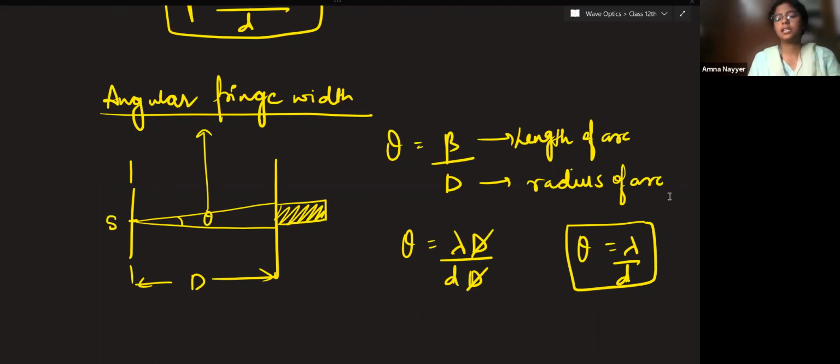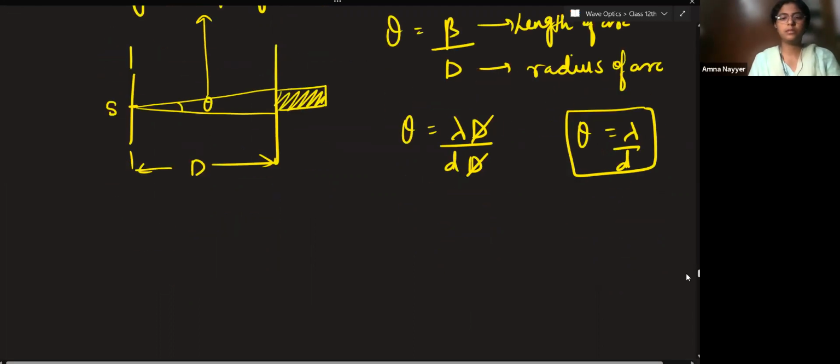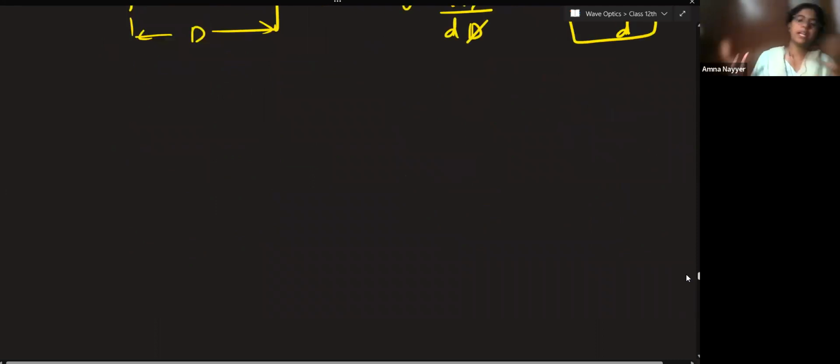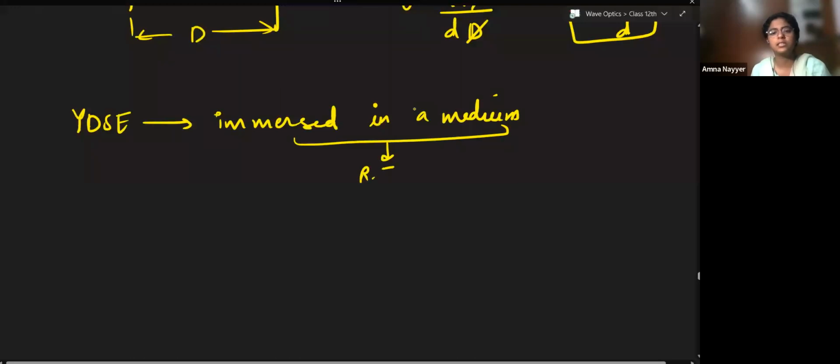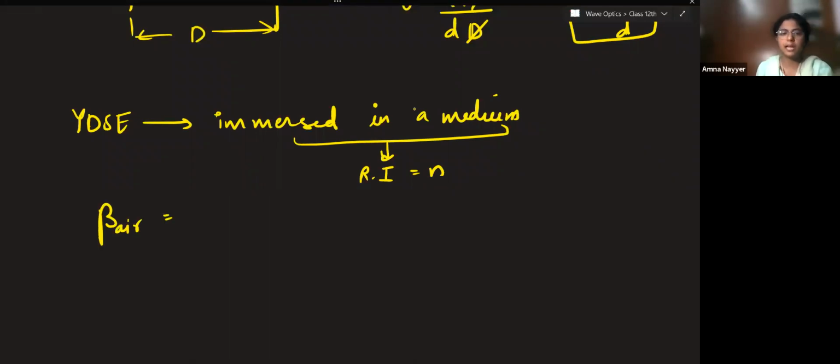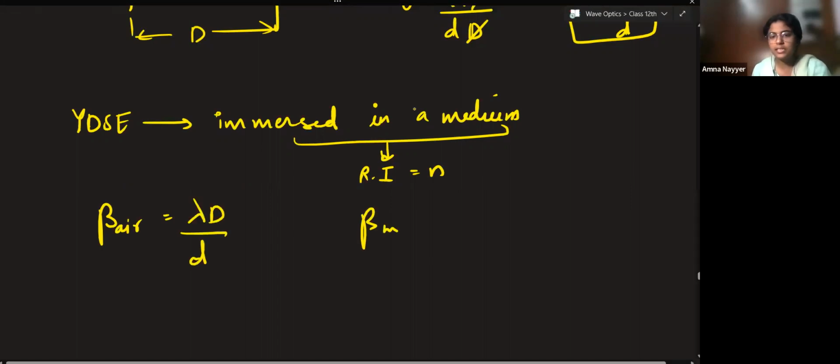One more thing, class. Before one numerical we do, if somehow your apparatus is kept in some other medium, the entire YDSE apparatus is immersed in a medium, and let's say the refractive index of this medium is small n. So beta in air, that is the fringe width in air, is lambda capital D by small d. If it is in some medium, it will become lambda capital D by small d, and here there will be an n.